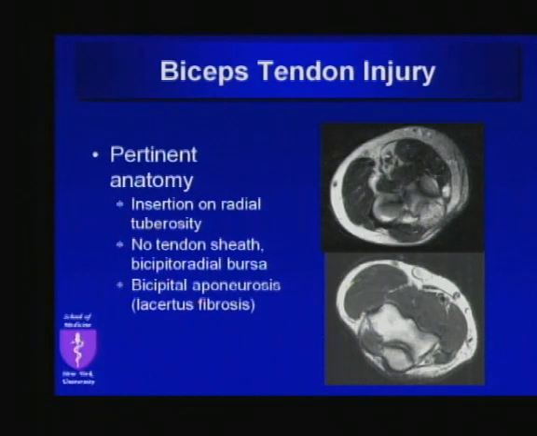One other thing that is somewhat difficult to identify, but once you start looking at enough images, you'll see that you can identify it on a fair number of studies, is this structure here, which is the bicipital aponeurosis or lacertus fibrosus. That is a fibrous extension which comes off of the distal biceps tendon and arches back, merging with the fascia over the pronator flexor group, okay?